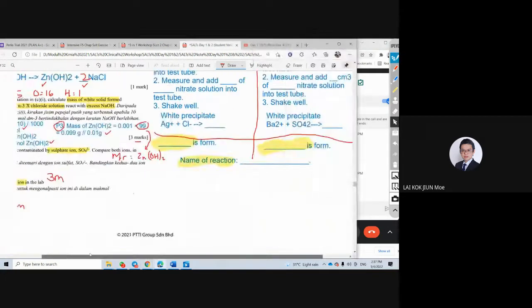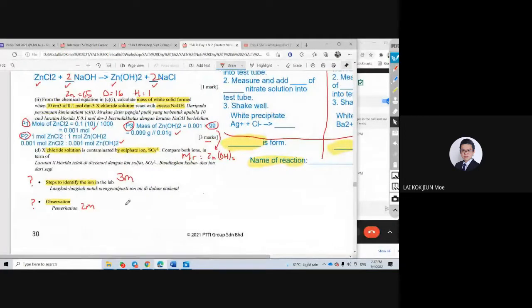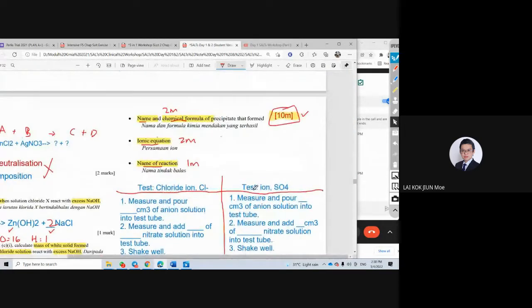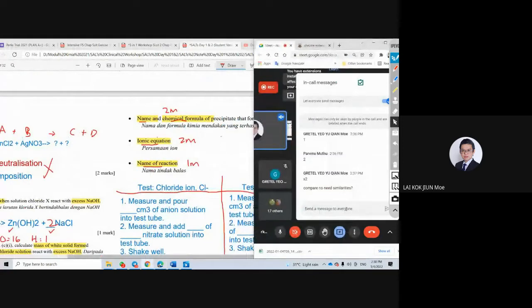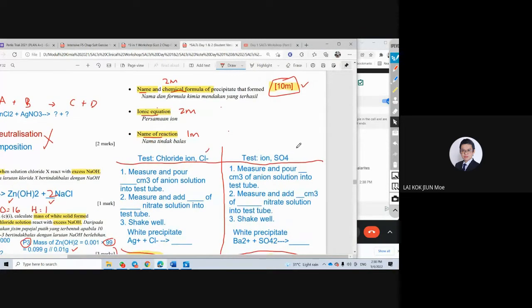Yes. Because no similarity here, compare both, right? Compare only, bandingkan. They don't have similarity, compare only. If got the word contrast, then you be careful, contrast and similarity. Okay, so you see, the first one I test for the chloride ion and sulfate ion.